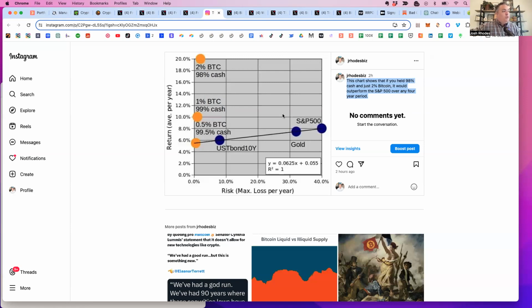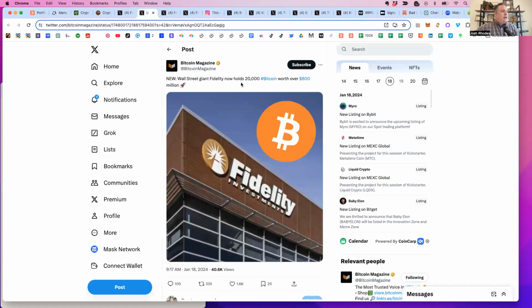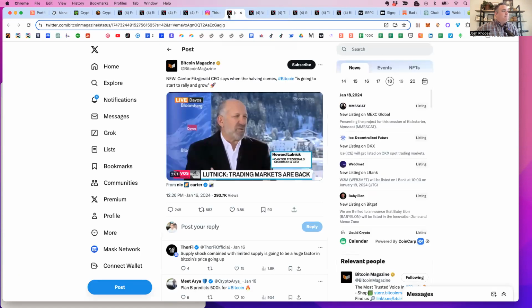So for those of you who are thinking, maybe you have a Vanguard account and they won't let you have the Bitcoin ETF, move over to Fidelity maybe. Fidelity now has 20,000 Bitcoin with over $800 million of total value locked there. Pretty impressive. So Bitcoin as a retirement vehicle continues to be my favorite long-term asset.